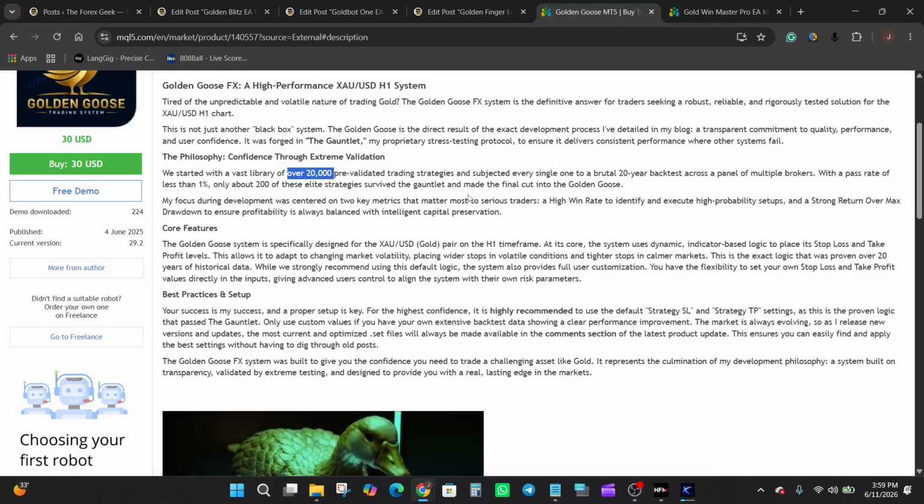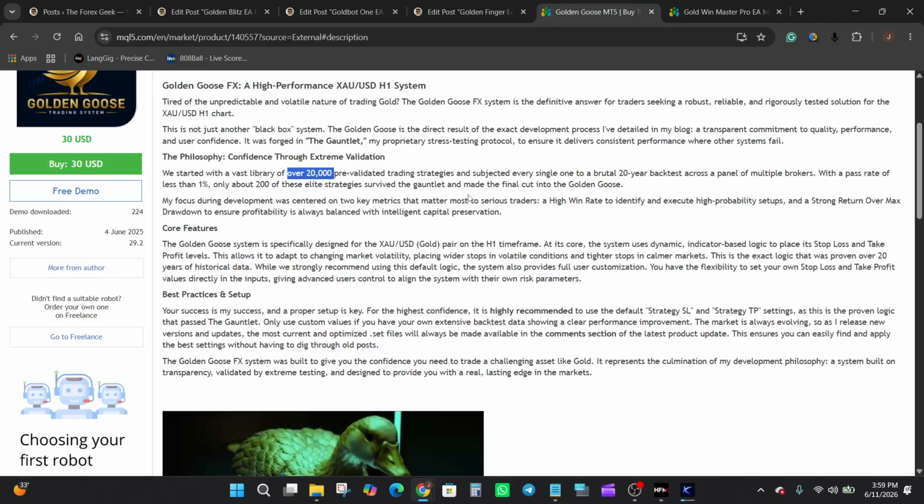Now, moving into the core philosophy section, the developer highlights two main performance priorities. First is maintaining a high win rate, focusing on capturing high probability setups. And second is ensuring a strong balance between returns and drawdown control, meaning the system is designed not just to grow accounts, but also to manage risk exposure in a structured way.